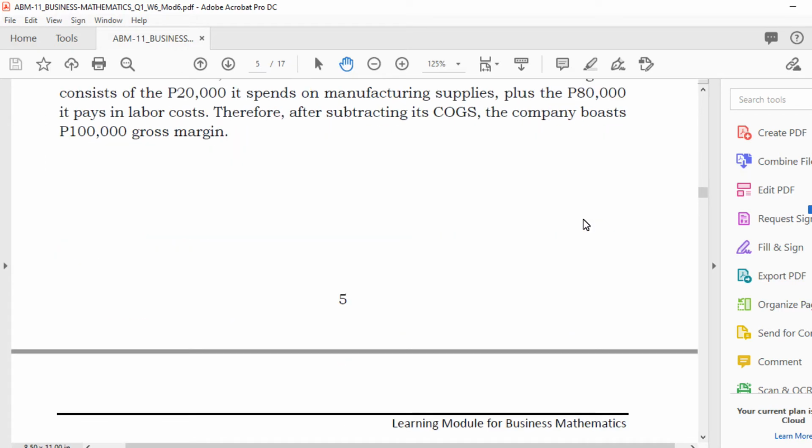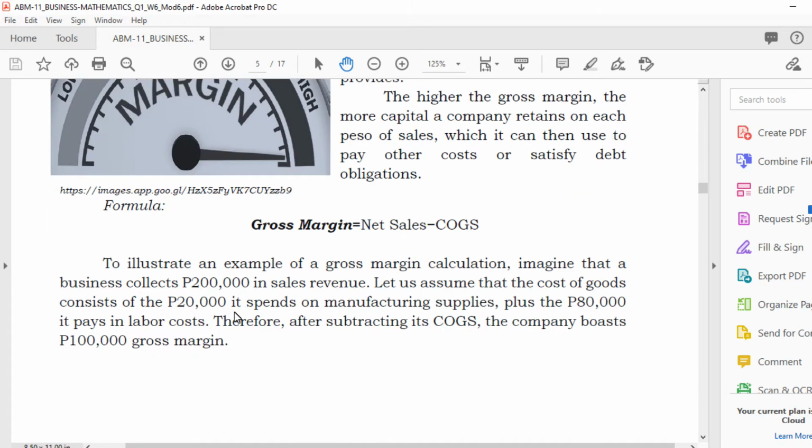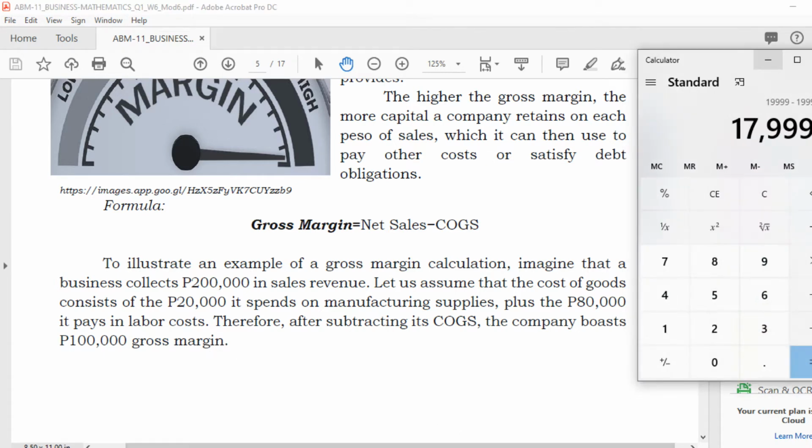Okay, sabi dito, meron tayong 2,000 in sales revenue. Okay, let us assume na ang cost of goods sold consists of 20,000 na manufacturing supplies and then 80,000 na labor cost. So, computation natin, tingnan natin.